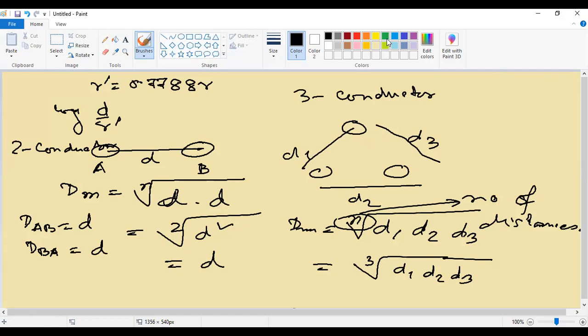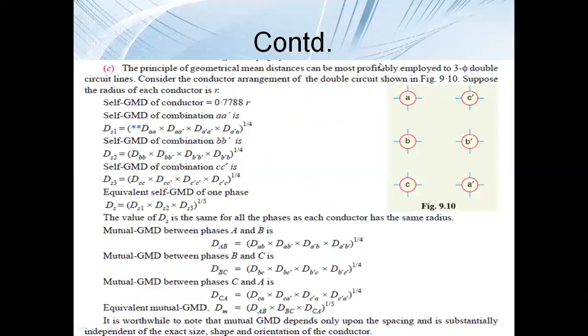Now let us say for this particular configuration, there are 6 conductors: A, B, C, and A dash, B dash, C dash. We have to understand how to calculate the self GMD and the mutual GMD of this type of configuration. To calculate the self GMD, first of all we'll draw this and then we'll understand how it is happening.